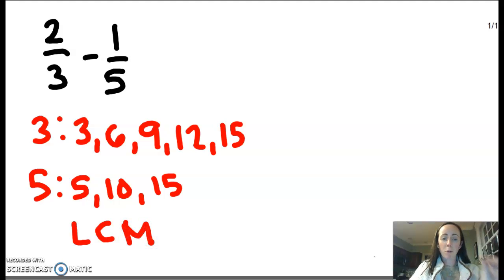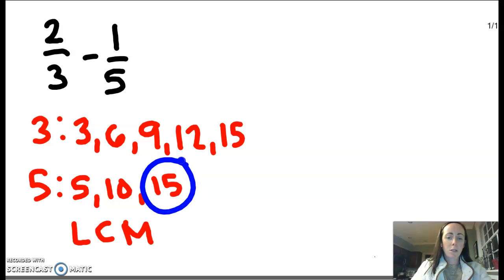which means I'm looking for a multiple that's in both lists, and least meaning it's the smallest of those common multiples. So that would be, out of both of those lists, I see a 15. That is going to be my least common multiple. So I can write that right here.